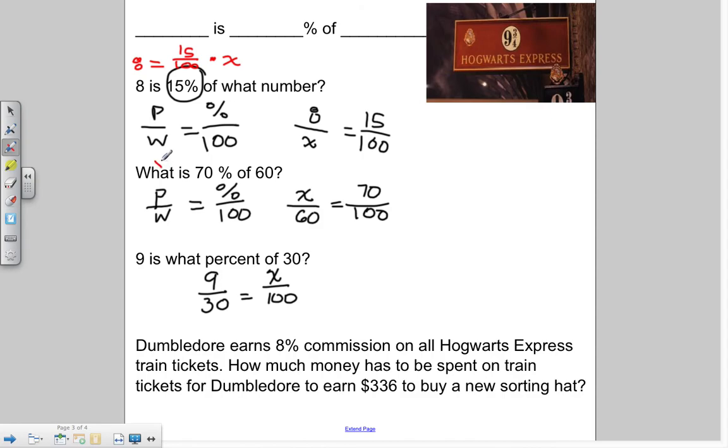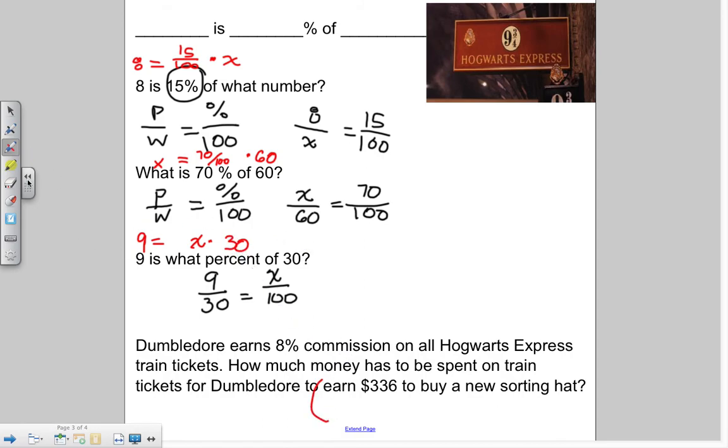What is x? Equals 70%, 70 over 100 times 60. Well, that's just a multiplication problem. 9 equals what percent? x over 100 times 30. Done. Solve.